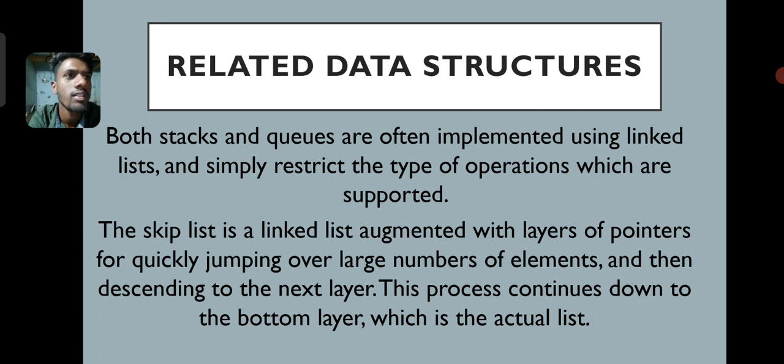Related data structures. Both stacks and queues are often implemented using linked lists and simply restrict the type of operations which are supported. The skip list is a linked list augmented with layers of pointers for quickly jumping over a large number of elements and then descending to the next layer. The process continues down to the bottom layer, which is the actual list.